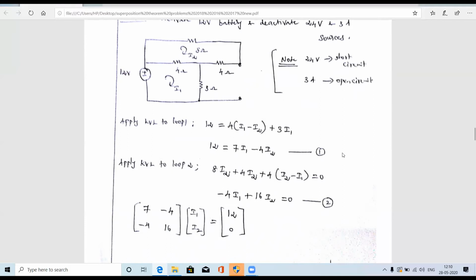It's the equation number 1. Similarly, you have to apply KVL for this loop 2. So in loop 2, there are 3 resistances. There are no voltage sources. So you just apply KVL.